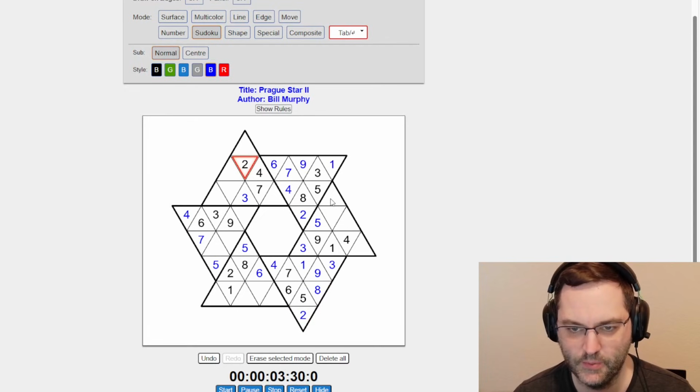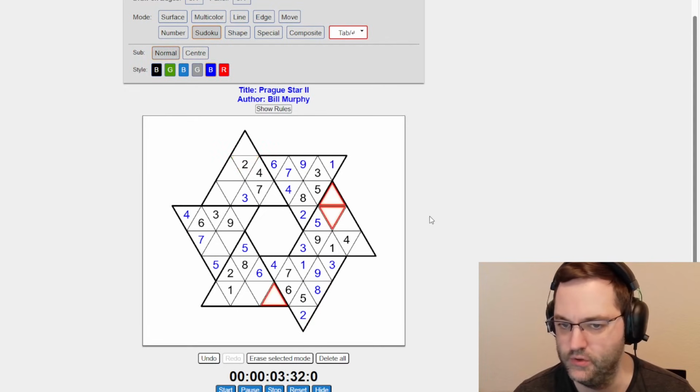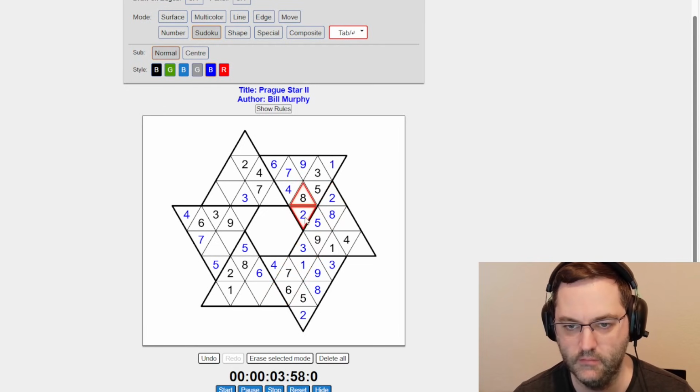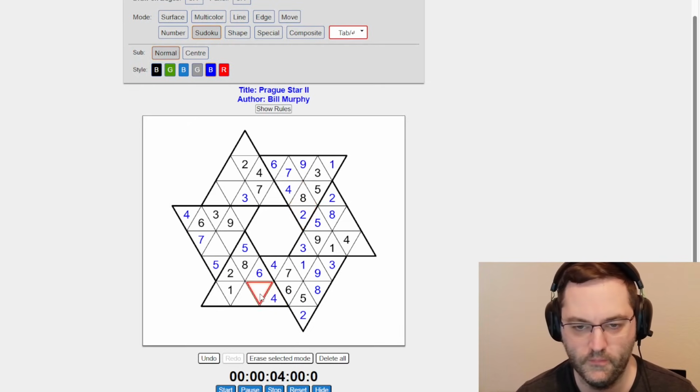So you can see a lot of this puzzle is just unusual scanning. Seeing that this can't be a 2 because of this 2 way over here, and there are just more directions to think about. I like these puzzles a lot, but they can take a bit to get used to the scanning. Here we can't have 2 and 8 here, so they go up here. That must be the 2 and that must be the 8 because of these, and this is 4.